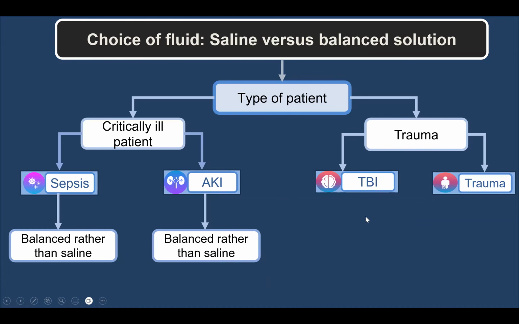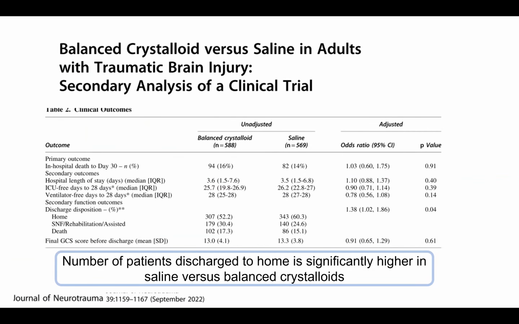For trauma, in traumatic brain injury, if you look at this study, a secondary analysis of the old clinical trial that compared balanced crystalloid versus saline, we found that the number of patients discharged to home is significantly higher with saline versus balanced.